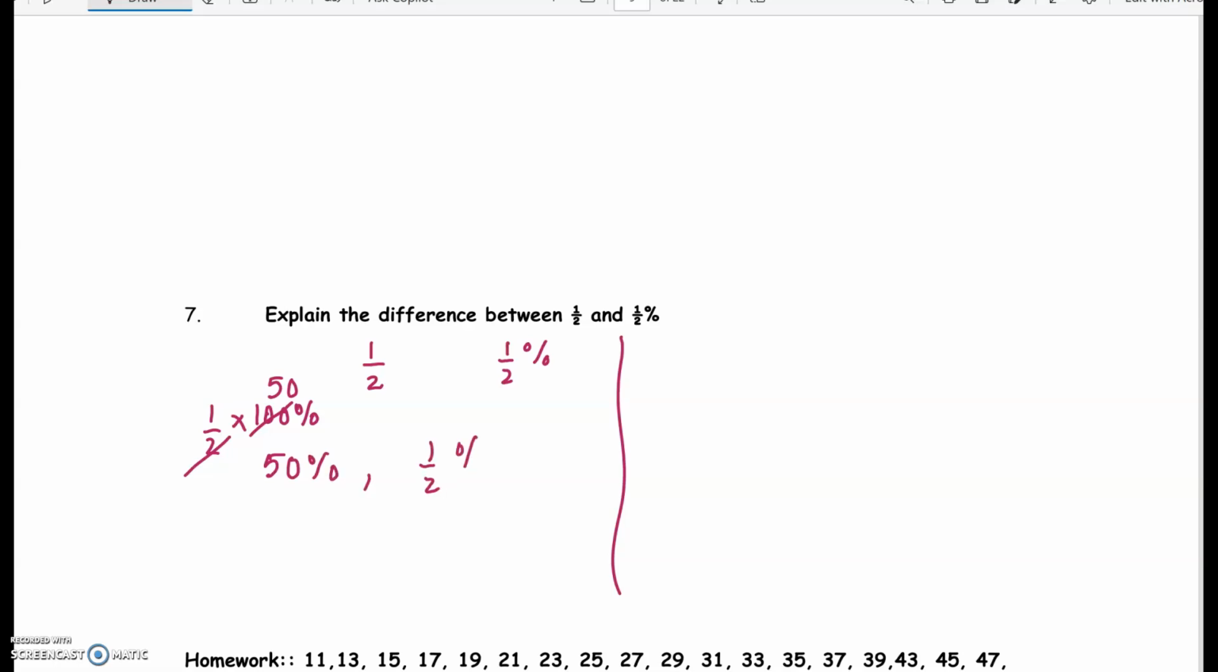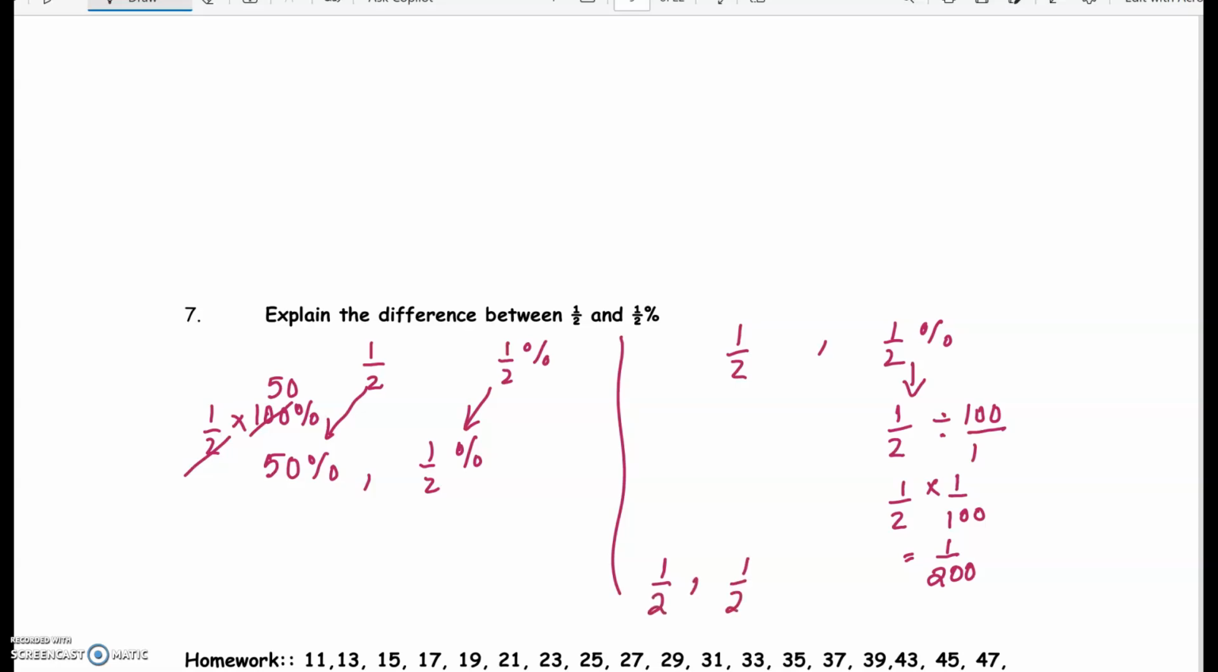Now 50% and 0.5% are very different. Half is the same as 50%. 0.5% is a tiny quantity. Now the other way we could do the exact same problem is to change 0.5% to a fraction. 0.5% is half divided by 100. Percent means divide by 100. 100 is 100 over 1. It's 1 over 2 times, I flip the fraction, 1 over 100, and that is equal to 1 over 200. Now let's compare the fractions, 1/2 and 1 over 200. 1 part out of 200 is a tiny quantity as compared to 1 out of 2 parts, which is half of the whole.